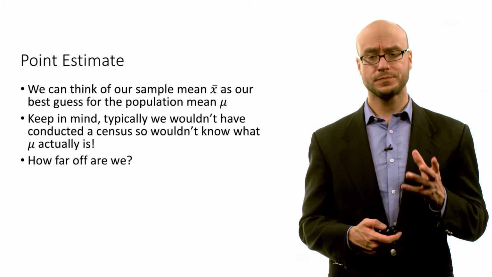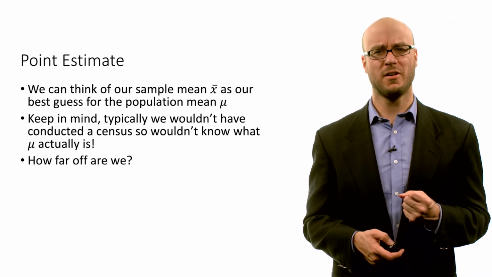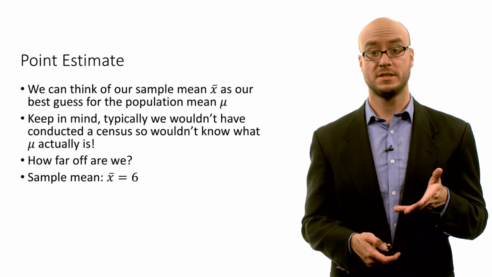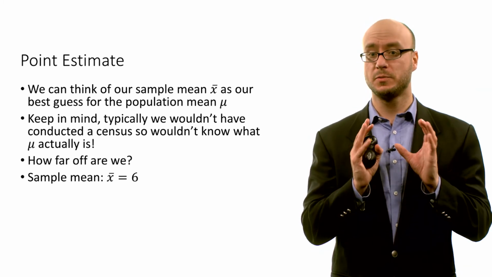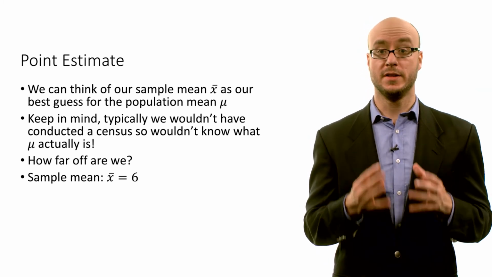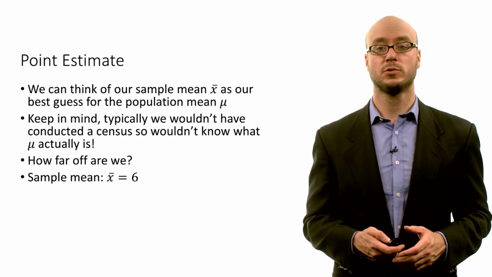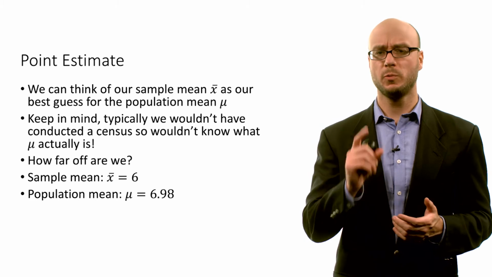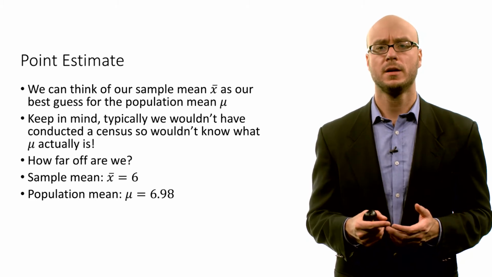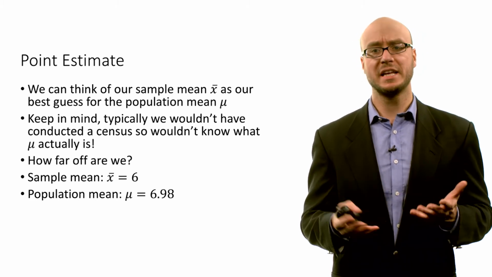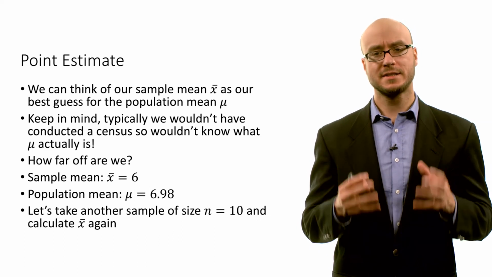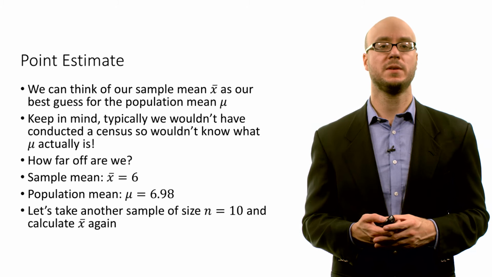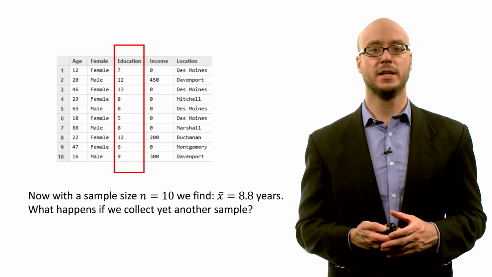The next question is, how far off are we? Well, the sample mean is 6 years. Since we have the population, in this case, we know the actual population mean. The population mean is about 7 years. So we can see we're off by about a year. But we might think that's pretty close. Let's see what happens if we take another random sample of 10 people and calculate the sample mean again.